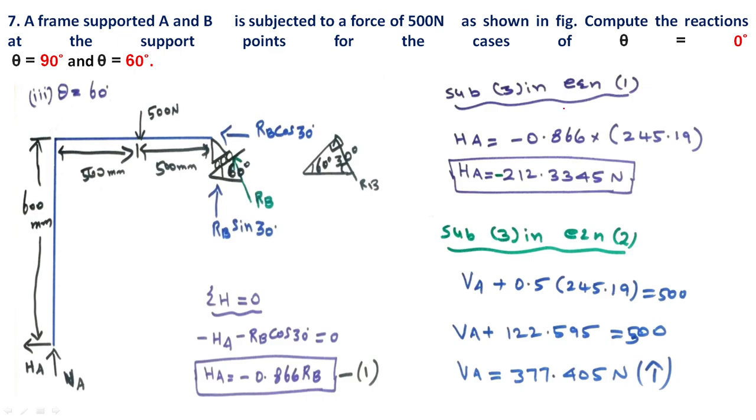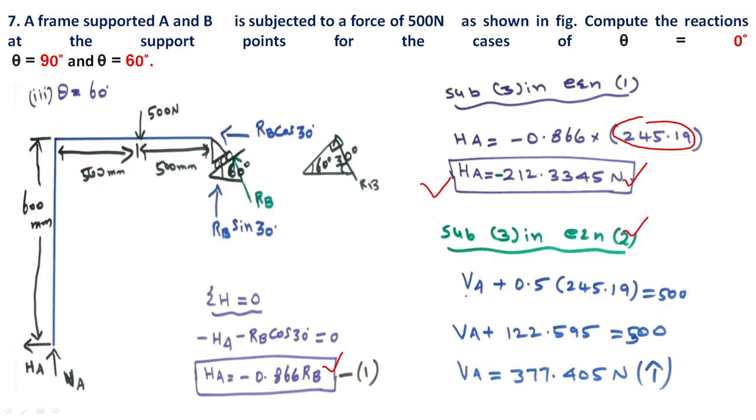Next, substitute the value of RB in equations 1 and 2. HA value is already known: HA is equal to minus 0.866 RB. RB is already found, 245.19. From RB you can find the HA value. HA is equal to minus 212.3345 Newton.